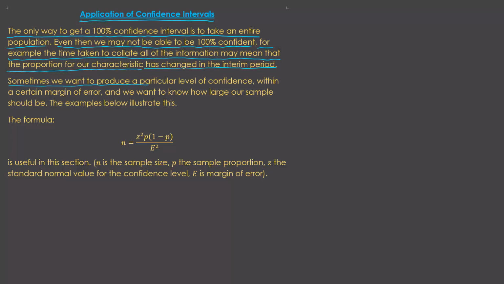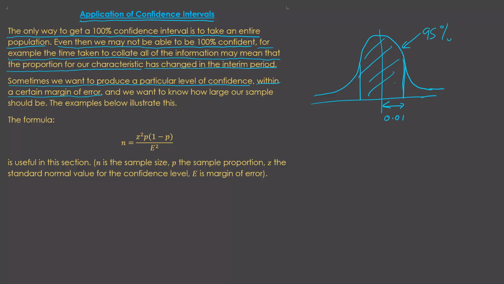Sometimes we want to produce a particular level of confidence within a certain margin of error. So, for example, you might want to have a margin of error of, say, 0.01, but be 95% confident that your value is in here. What we'd need to know in that situation is how large our sample should be. Some of the examples below will illustrate this.